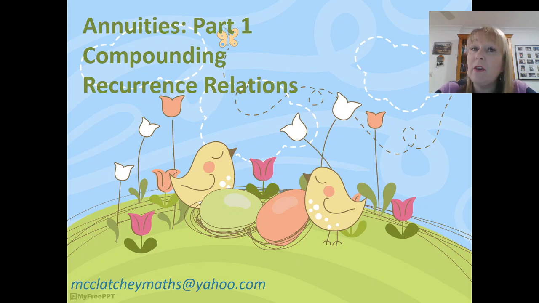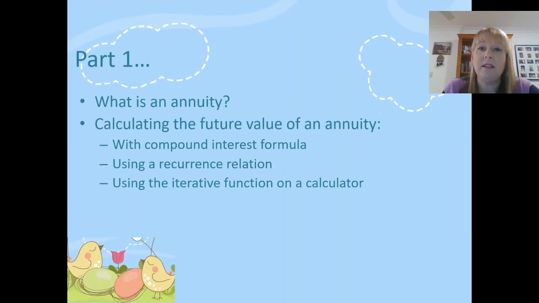This particular video series is aimed at Year 12 General Maths students in Queensland, Australia. In part 1, you're going to be finding out firstly what an annuity is, and we're going to calculate the future value of an annuity in 3 ways. Firstly, using the compound interest formula. Secondly, with a recurrence relation, and thirdly, using the iterative function on your calculator. So I hope you've got your calculator handy with a pen and paper.